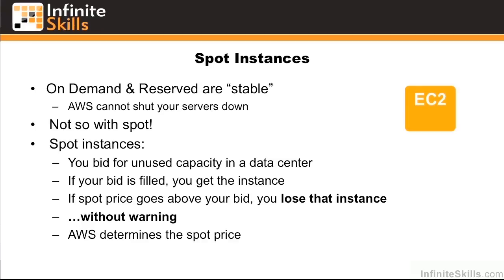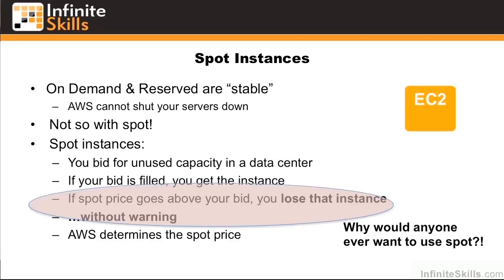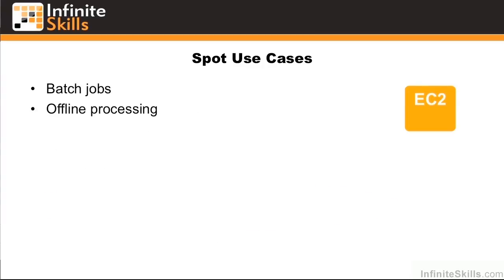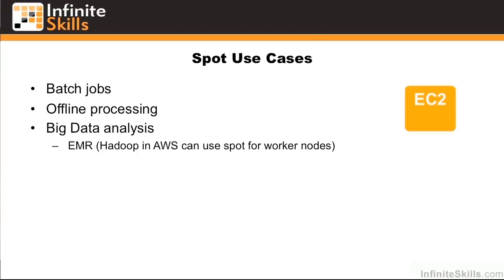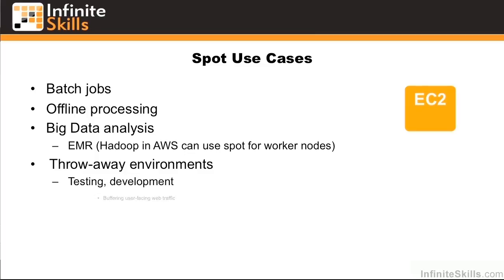But if you're like me, the first time you saw this, the big question you ask is, if I can lose the instance at any time without warning, why would I ever want to use Spot? There are good use cases. For example, batch jobs, offline processing, or big data analysis. EMR, or Elastic MapReduce, which is essentially Hadoop in AWS, can use Spot for the worker nodes, saving a ton of money. You can also use it for throwaway environments, such as testing and development.